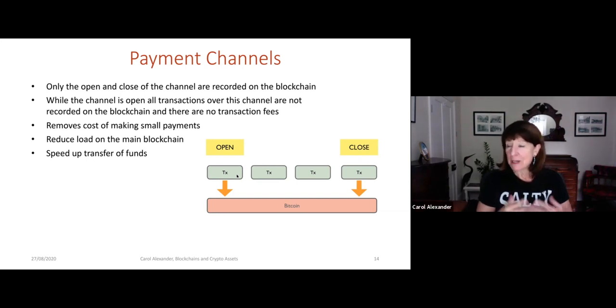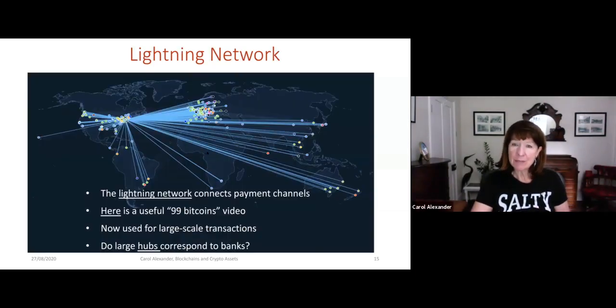So you put maybe $100 in a channel, and the other end of the channel is your coffee shop, and then every day when you go in to buy coffee, you just tap, and it's one of the transactions that is credited on the channel. Okay, so this reduces the load on the main blockchain and speeds up the transfer of funds. And you don't have to add transaction fees as well. So this is a diagram of the Lightning Network, which is the network of payment channels on Bitcoin.